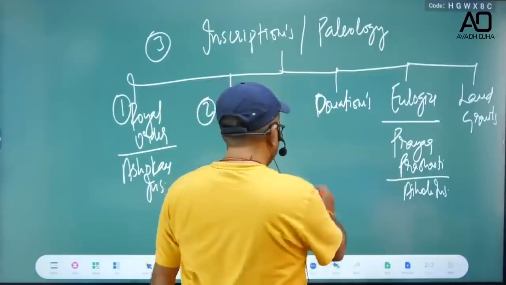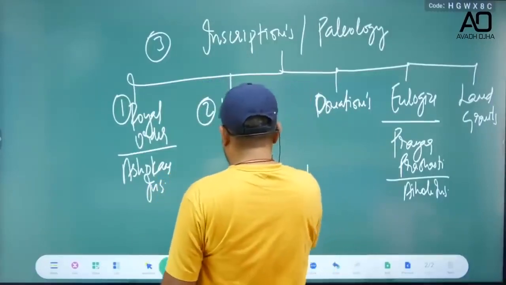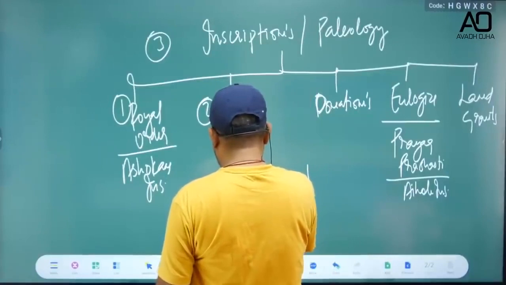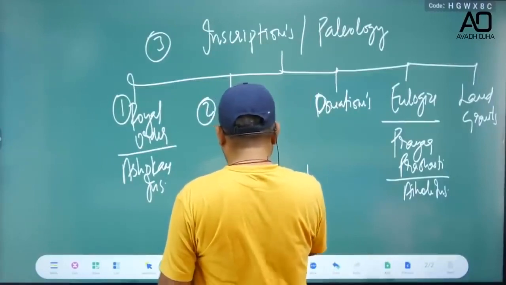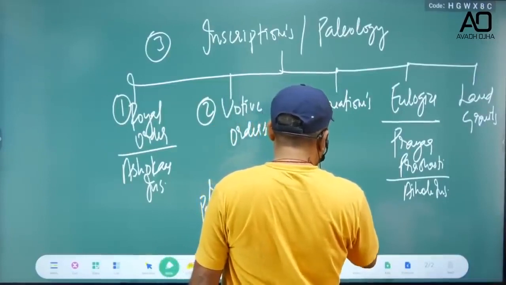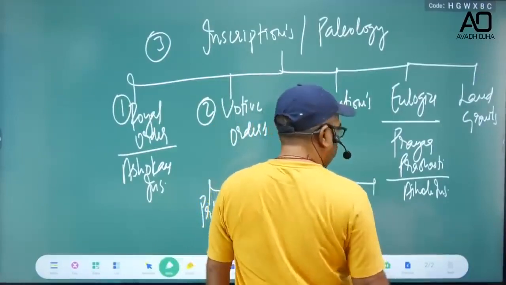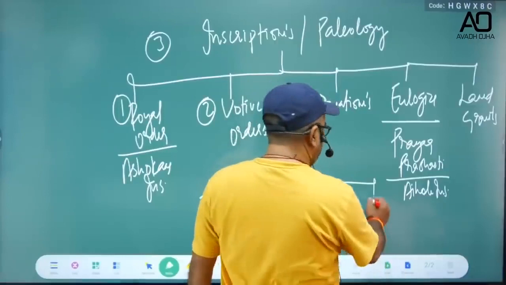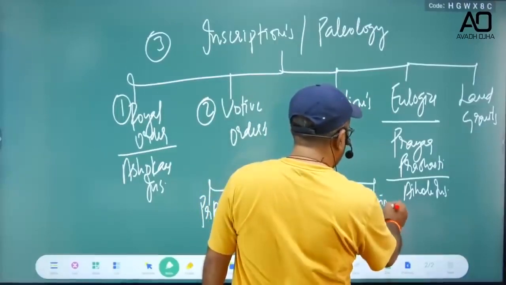And initially, Prakrit was the lingua franca of the nation, then Sanskrit. And then, after the 7th century AD, we find inscriptions in regional languages.